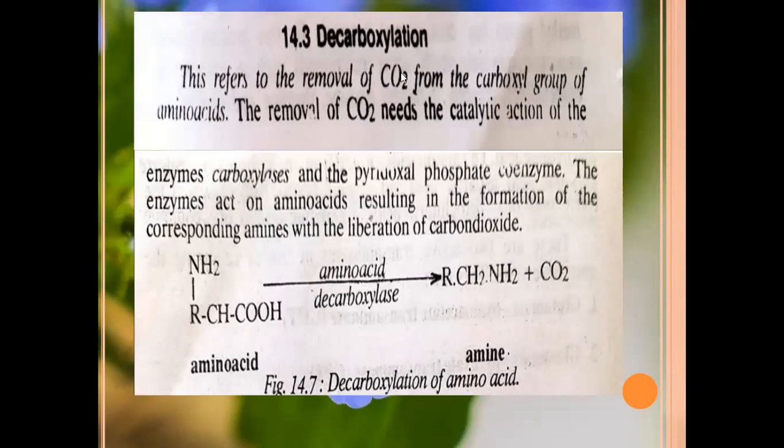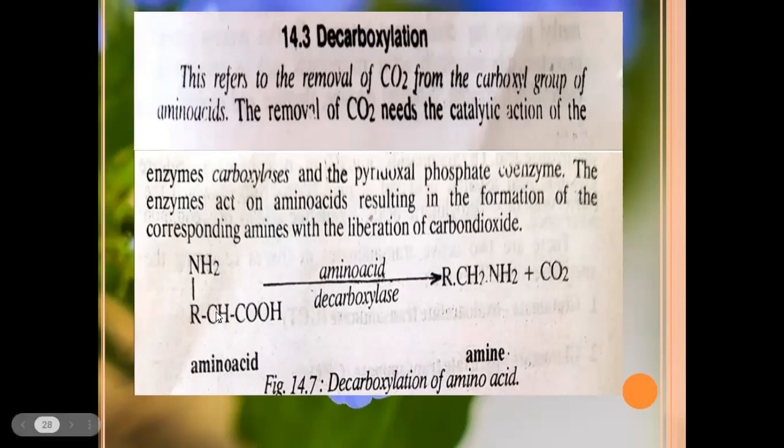Removal of carbon dioxide from an amino acid. For this removal of carbon dioxide from the amino acid, the carboxylase enzyme is needed. The carboxylase enzyme is needed for the decarboxylation process. So here it is, an amino acid. The amino acid contains a C double bond O, OH, that is COOH, the carboxylic group. That amino acid contains an amine group and a carboxylic group.